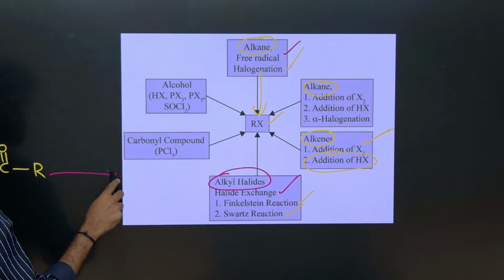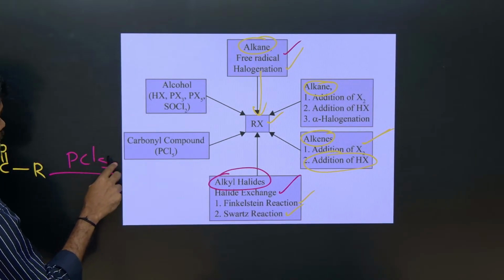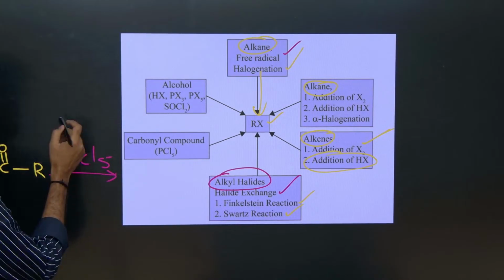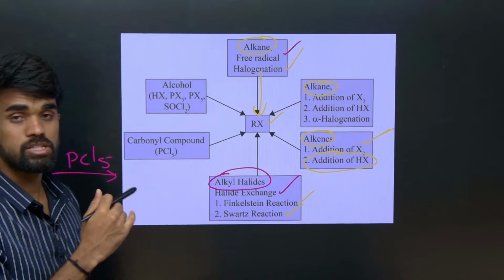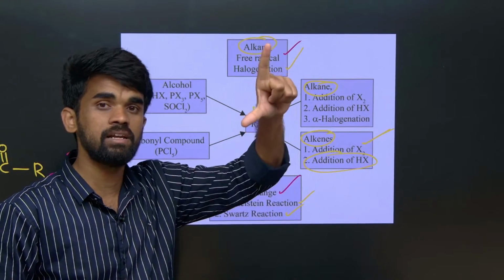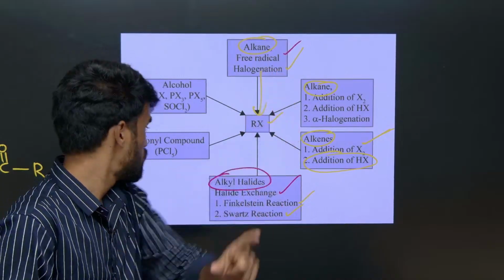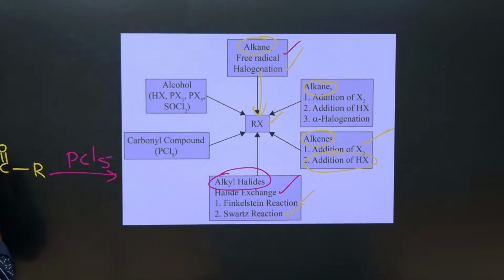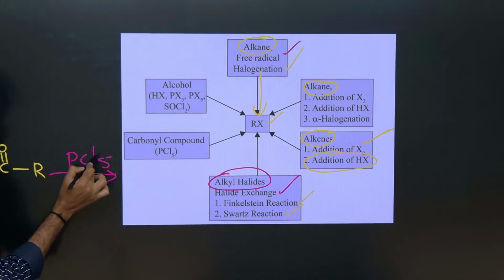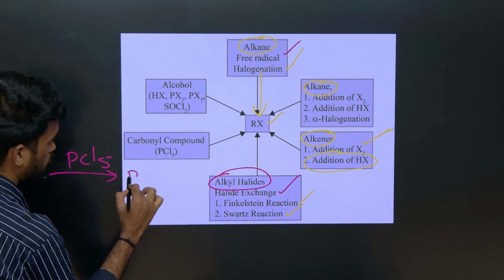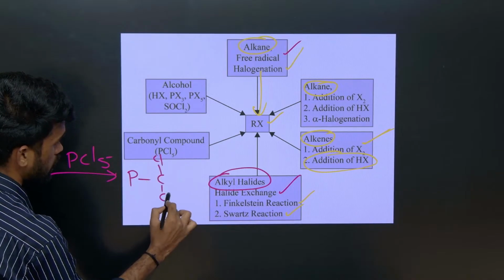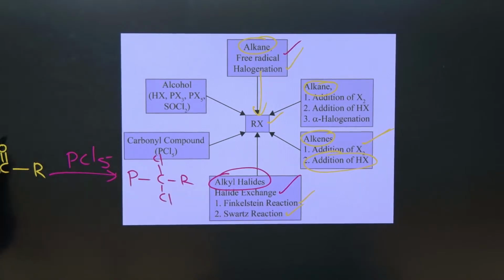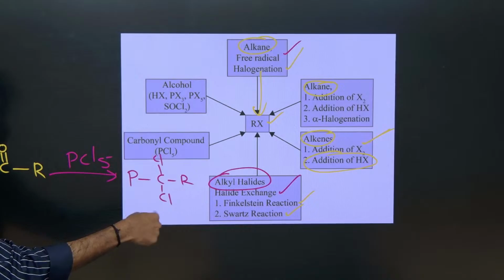So when we are treating this with PCl5, we know PCl5 has trigonal bipyramidal geometry where two chlorines are axial and the remaining three are equatorial, right? So those two axial chlorines will be replacing this oxygen. Just remember, remove the oxygen and replace it with two chlorine atoms.